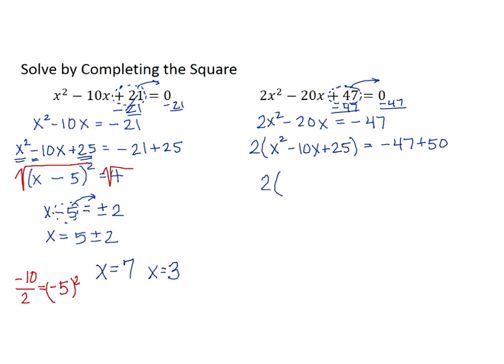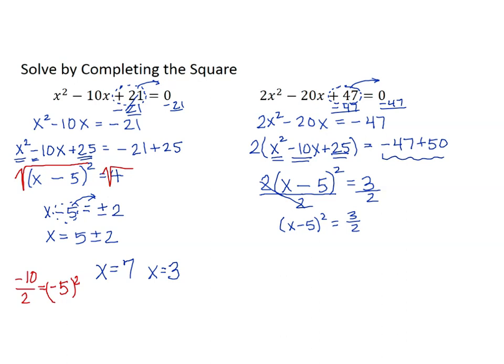Okay, so now I'm ready to write my trinomial as a binomial squared. Square root, sign of the middle term, and that's going to be equal to negative 47 plus 50, which is 3. So there's going to be an extra step involved here when I'm finding the solutions. I have to first isolate, just like we isolated radicals when we solved those equations, the binomial that's being squared. So I'm going to divide both sides by 2 right from the beginning. That's going to leave me with x minus 5 squared equals 3/2.